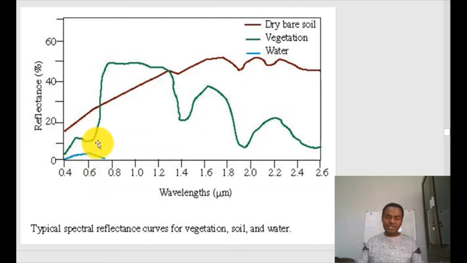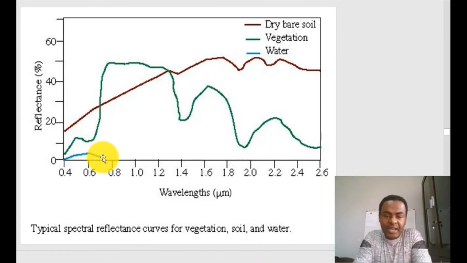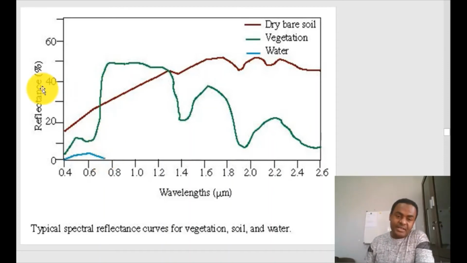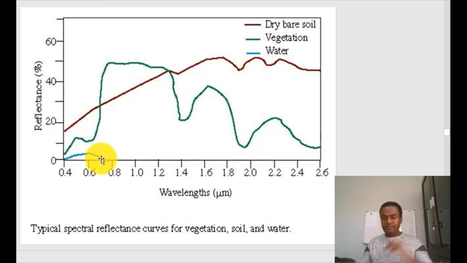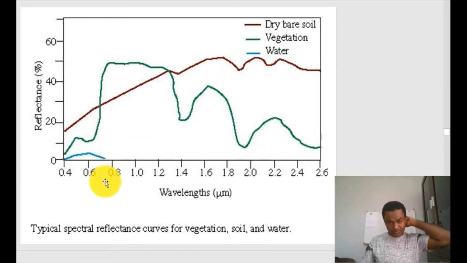When you overlay the spectral signature of water body, vegetation, and soil, they will have distinct spectral reflectance curves. This is a spectral signature for different objects. This will help you identify different objects on a satellite image. Look at water. Water is a high absorber of electromagnetic energy, so you don't expect much reflectance. This is reflectance, this is not absorption. Since there is high absorption in a water body, the reflected signal becomes very low.